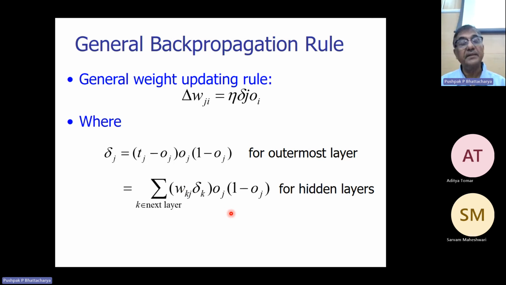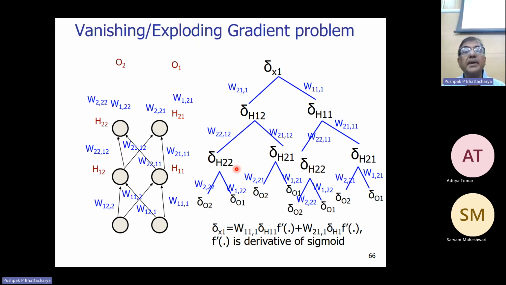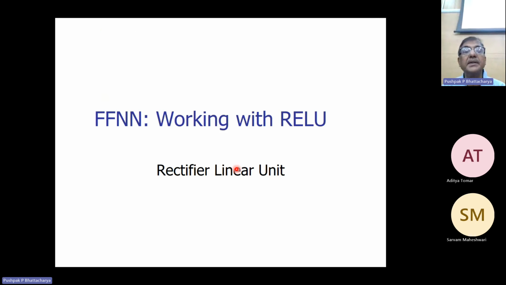The expression is very, very general. The station derivative can be for sigmoid, for ReLU, for linear neuron, anything. Any question? No question. So now this can give rise to what is called the vanishing exploding gradient. We'll come to that. Let me see if I have an example to illustrate the backpropagation rule.